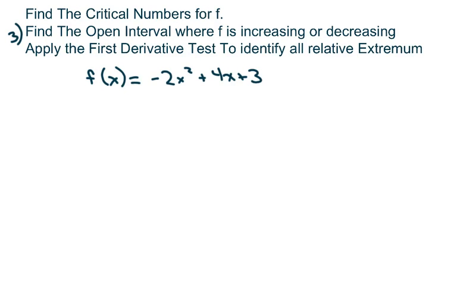Hi everyone, we're going to find critical numbers for f, find open intervals where f is increasing or decreasing, and apply the first derivative test to identify all relative extrema. So I'm going to first apply the first derivative test, and you get negative 4x plus 4. And you set this to 0, and you're going to get x equals 1. That means x equals 1 is our critical number.